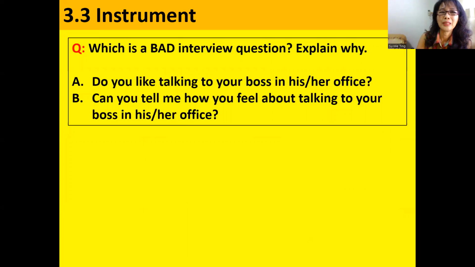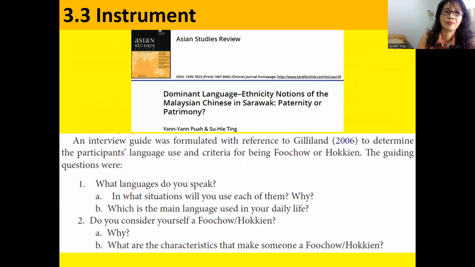Question for you. Which is a bad interview question? Explain why. A, do you like talking to your boss in his or her office? B, can you tell me how you feel about talking to your boss in his or her office? Bad question is A, because it's closed. Do you like? Yes, no, end of story. Interview is meant to understand the participant's perspective, so we want them to talk, and you need an open question. Tell me how you feel about such and such.